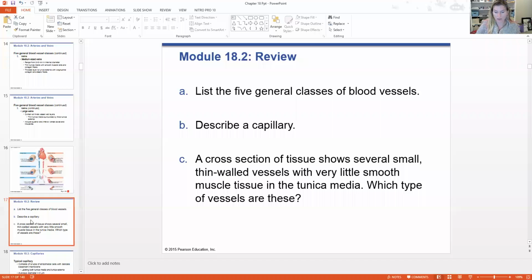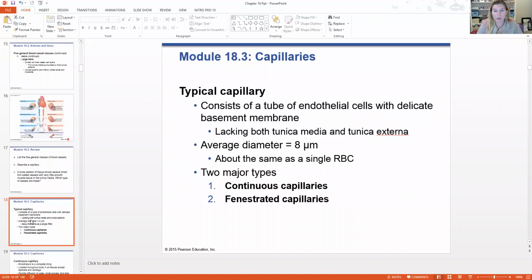Okay, class, let's keep moving through this chapter on blood vessels. We left off talking about the differences between arteries and veins. Now we're going to start talking about capillaries, in section 18.3 if you're following along in the Harvard Community College textbook.